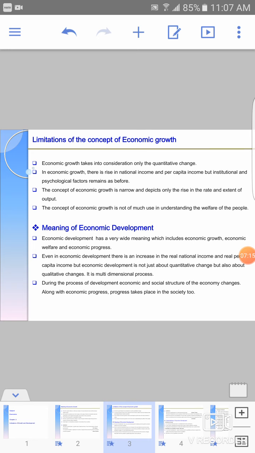Development is how the infrastructure facilities have improved, how the educational facilities have improved in a country, how the healthcare facilities have improved in the country. That is basically called development. How the welfare of people will take place in a country, that is called economic development. Okay, understood?